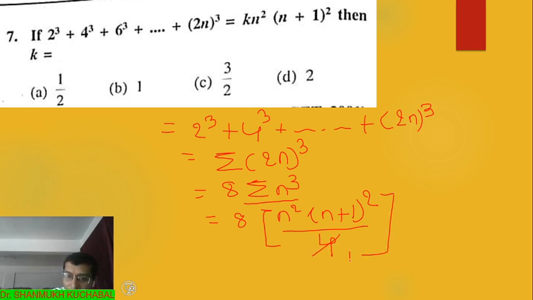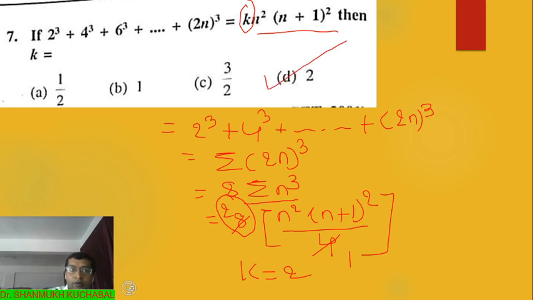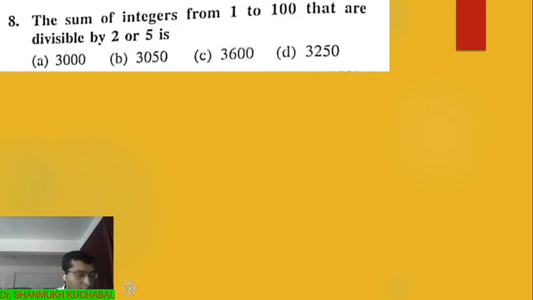Further, 4 ones are 4, 4 twos are 8. So n square n plus 1 whole square, n square n plus 1 whole square. On comparing, the value of k is 2, therefore k equal to 2 is the right answer. Therefore option D, k equal to 2 is the right answer. We'll move to our next example.